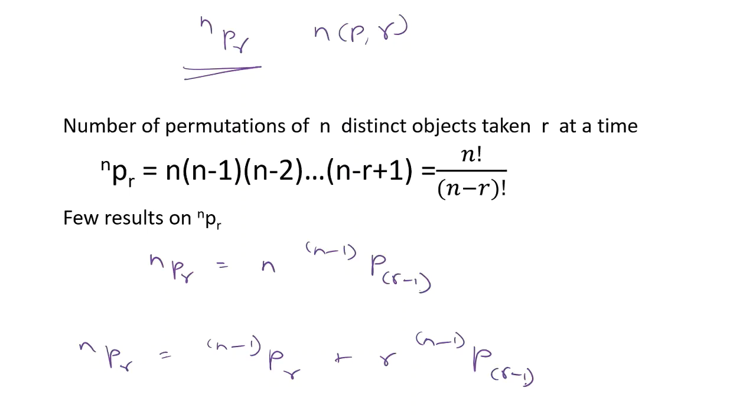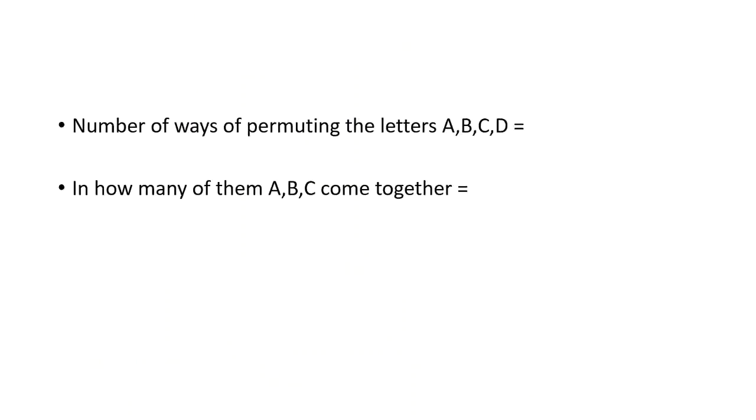Okay. Before looking into the problems, let me recall this for you. In how many ways can we arrange the letters A, B, C, D? This one we have discussed. The number of ways is equal to 4P4, or else you can just write it as 4 factorial. And we have seen this one also: in how many of them do all the letters ABCD... ABC come together?